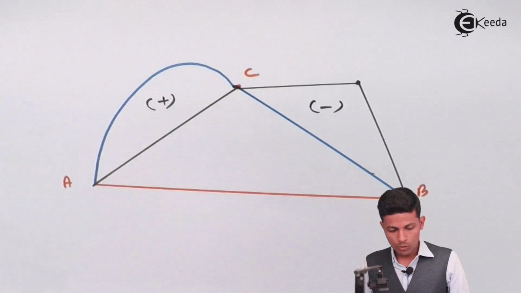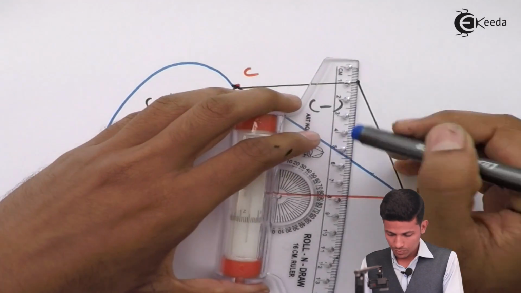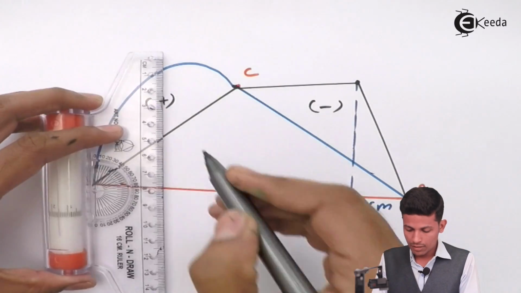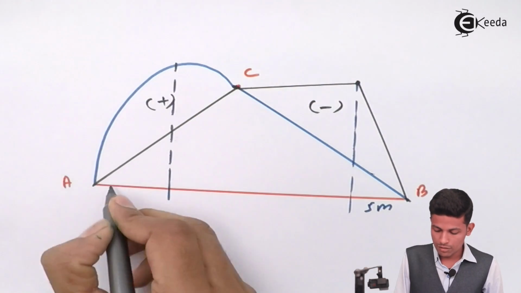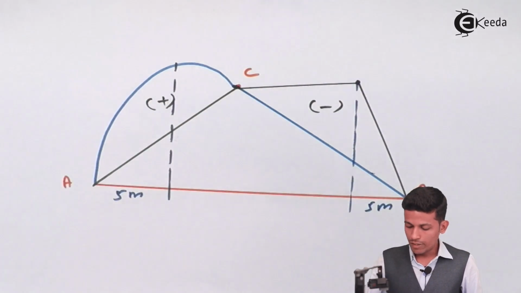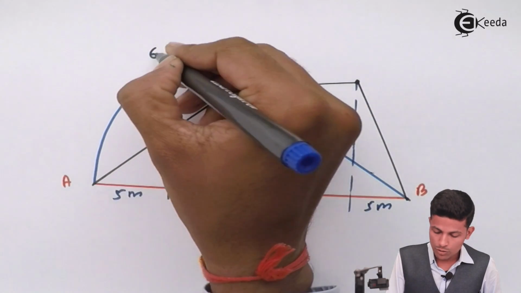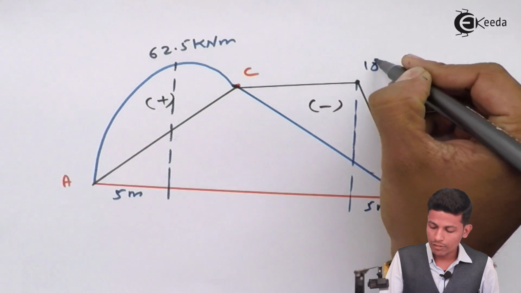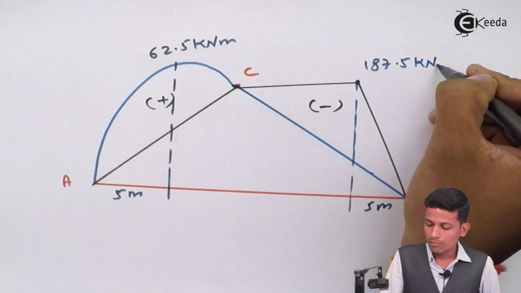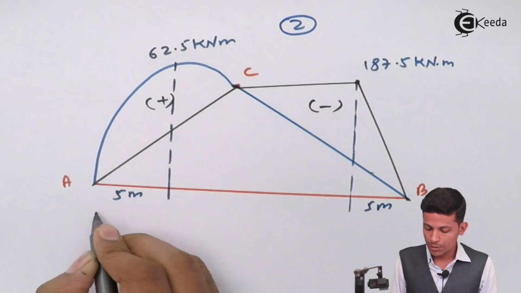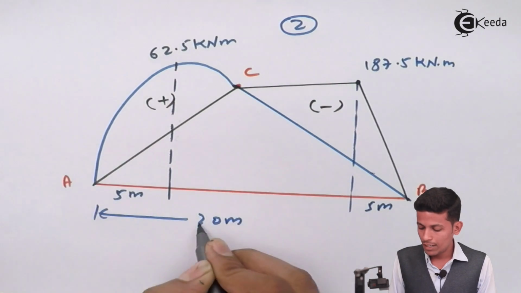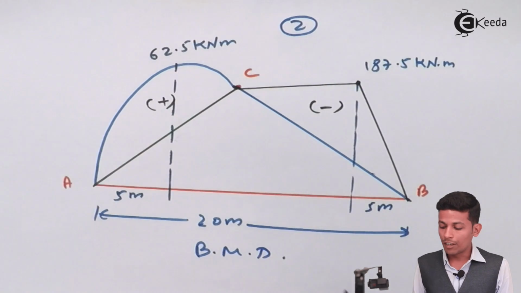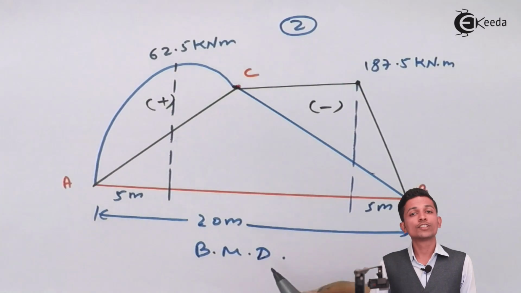Now we got this value. This is 5 meter, this is 5 meter. Now this value you got over here, 62.5 kilonewton meter. This value you got, 187.5 kilonewton meter. This is your second part. Your span will be 20 meter. This is the bending moment diagram. Finally we are done with this problem.